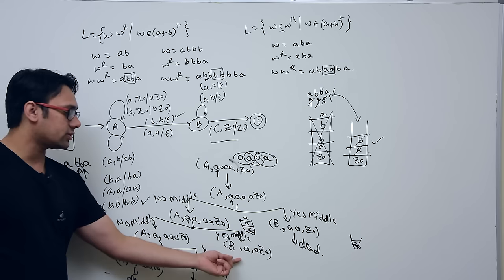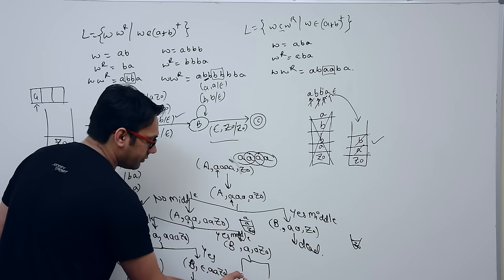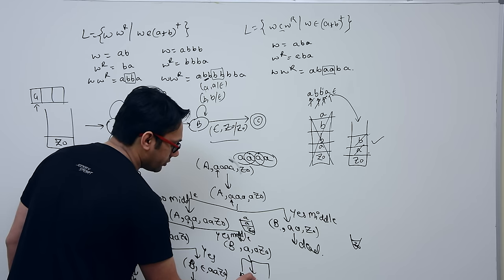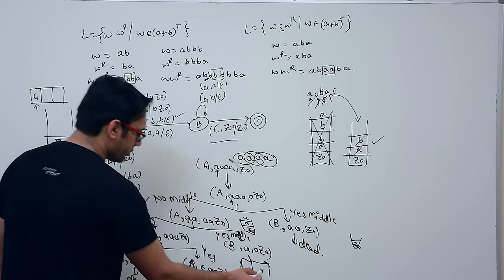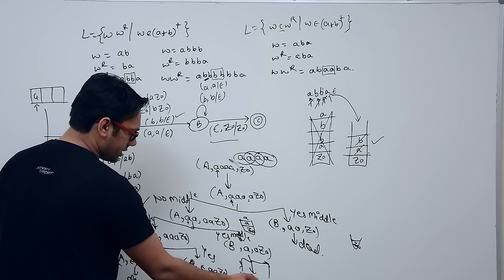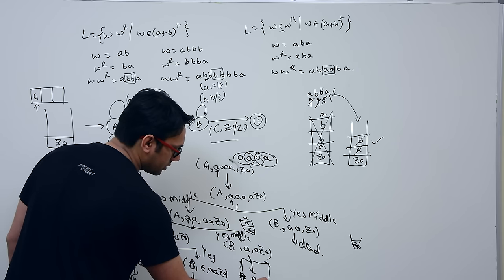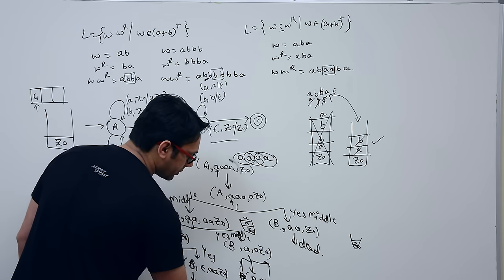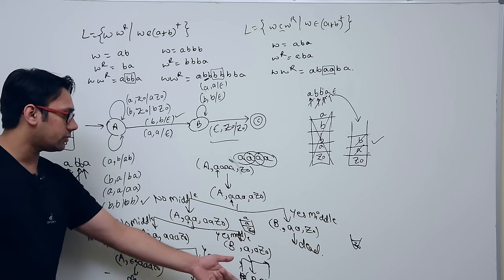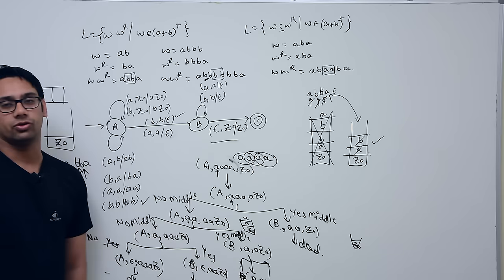And this is the one which assumed that there's a correct middle point. We are going to remain at state B, which assumed that yes, there's a middle point. And in state B, if we are reading the symbol A, it is epsilon, comma Z naught, and this will now be accepted. Okay. So the one which assumed the middle point correctly will now be accepted.